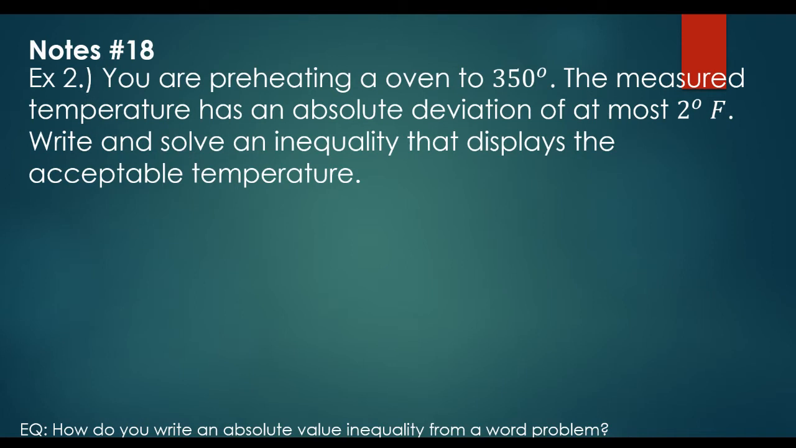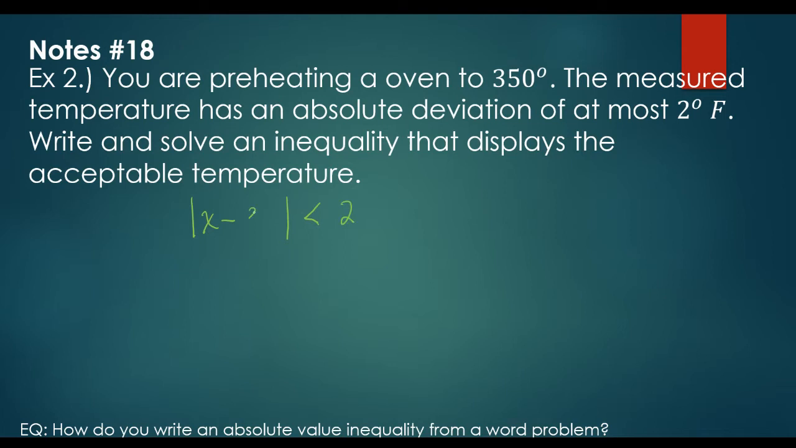Here's example number 2. If you can hit pause and copy this down. Okay, so you're preheating an oven to 350 degrees. The measured temperature has an absolute deviation, or it changes at most by 2 degrees. So remember, we want to set this up for absolute value. This is always an x. This is always a minus. So that can change at most. So it has to stay at most. So it'd be the less than or equal symbol, 2 degrees.